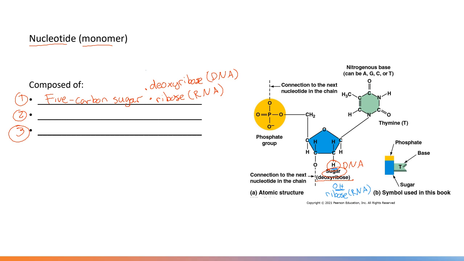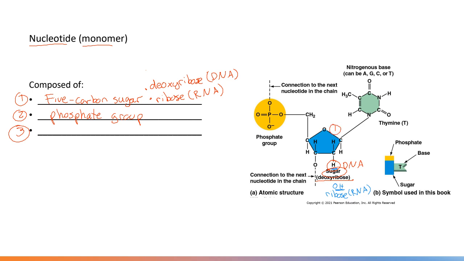The other part of the nucleotide is going to be a phosphate group. Okay, I'm going to put the numbers here. Forgot to put the numbers. It's going to be 1. This is going to be 2.